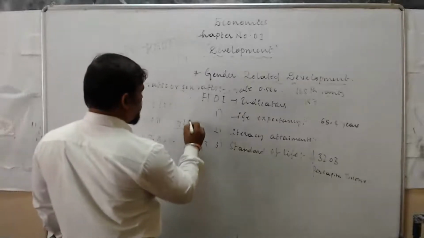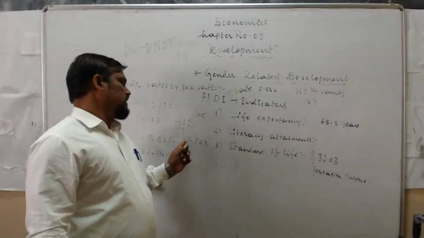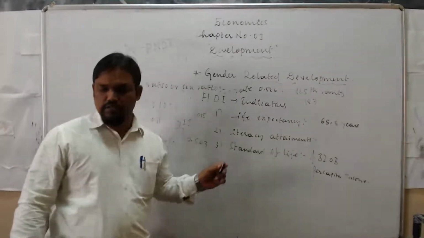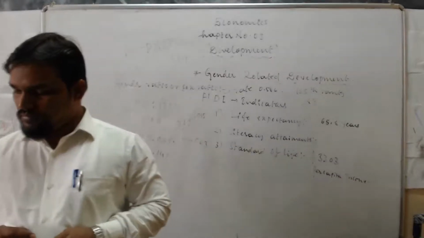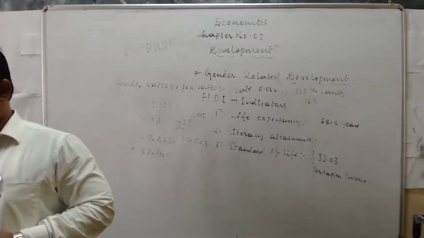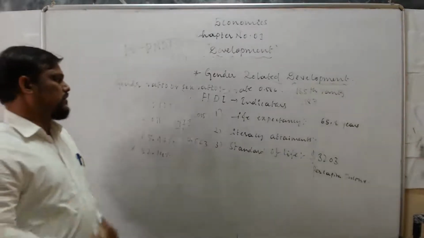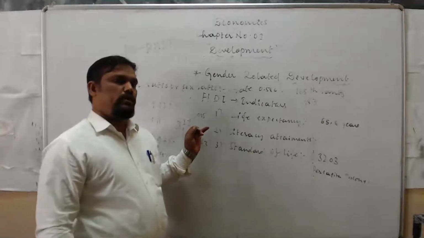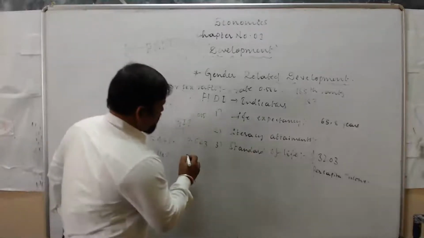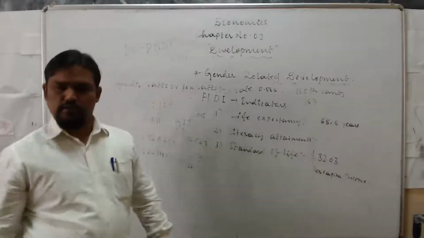Then in 2015, the gender inequality index rate of India was 0.563, and it stood at the 130th place in the list of 188 countries. It is very important. What is the gender inequality index rate of India? That is 0.563 in 2015, and rank 130th out of 188 countries.